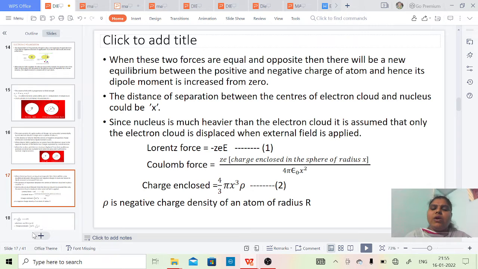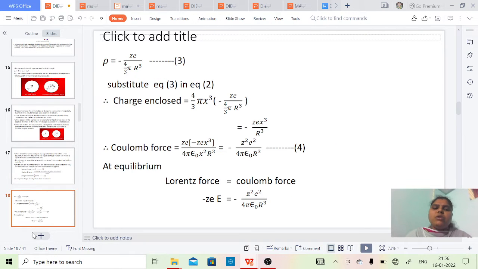Now the Lorentz force equals minus ZeE. The Coulomb force equals Ze into the charge enclosed in the sphere of radius x, divided by 4 pi epsilon naught x square, the square of the distance between the dipoles. Now the charge enclosed is 4 by 3 pi r cube. Here we are measuring the distance as x, so 4 by 3 pi x cube into the density rho. That is the negative charge density of an atom of radius r. So rho equals minus Ze divided by 4 by 3 pi r cube, that is, the volume.